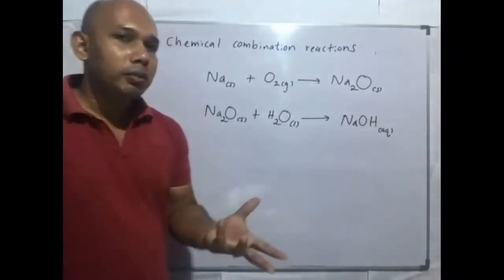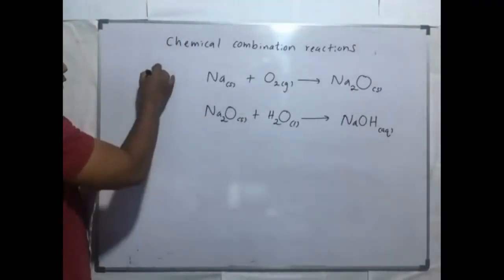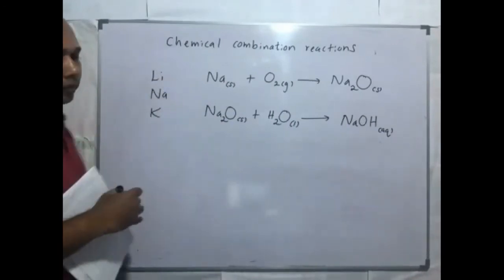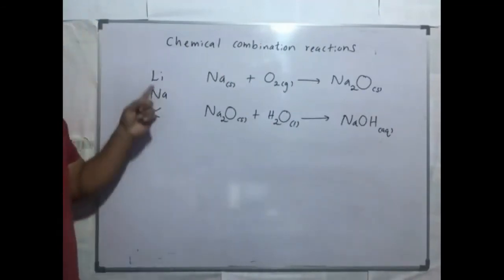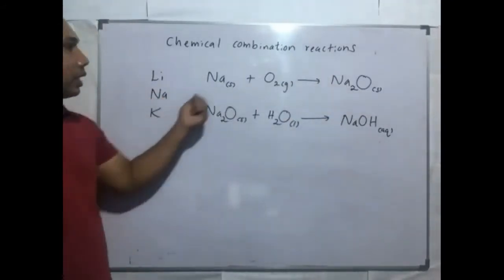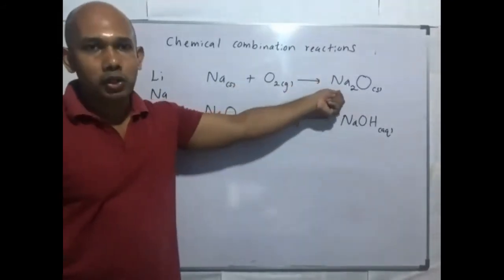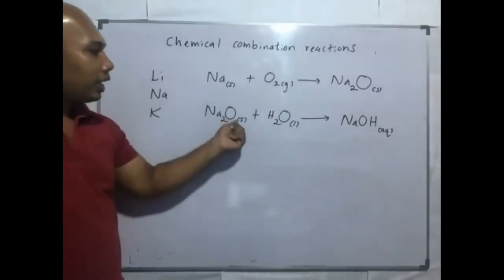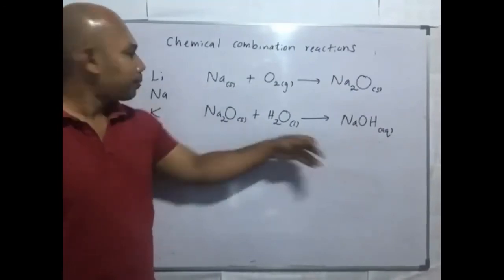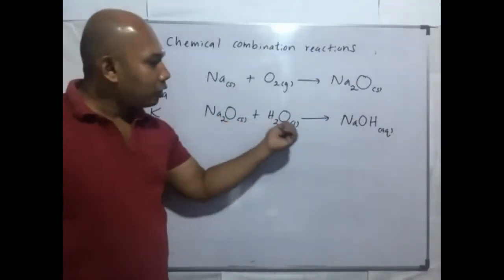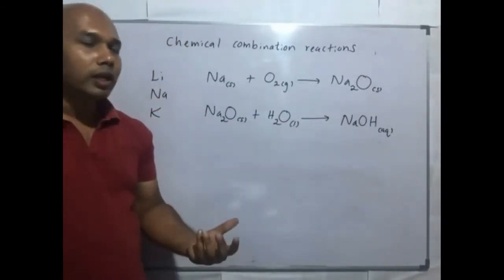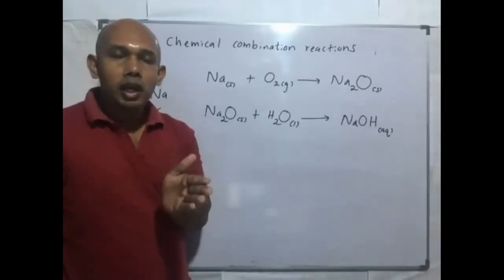But then lithium, first group metallic element. What are the first group metallic elements? Lithium, sodium, potassium. Lithium reacts with oxygen making lithium oxide. Potassium reacts with oxygen making potassium oxide. Then lithium oxide reacts with water. What is the product? Lithium hydroxide, a strong base. Potassium oxide reacts with water making potassium hydroxide. Another strong base, right?